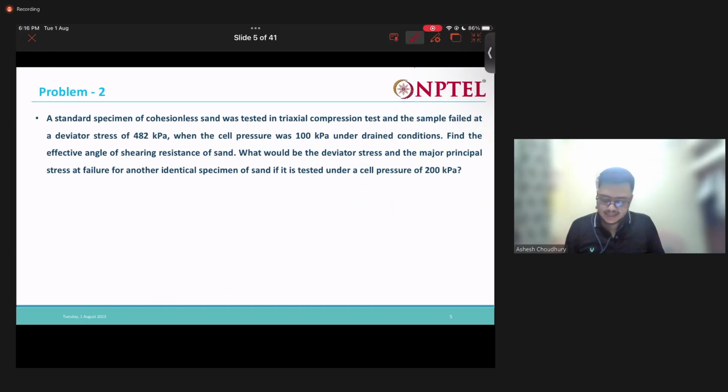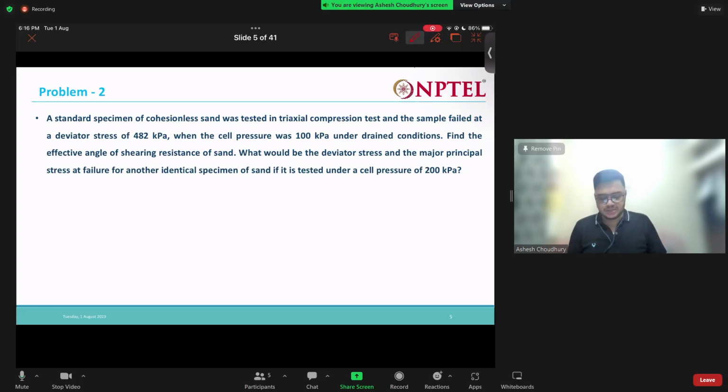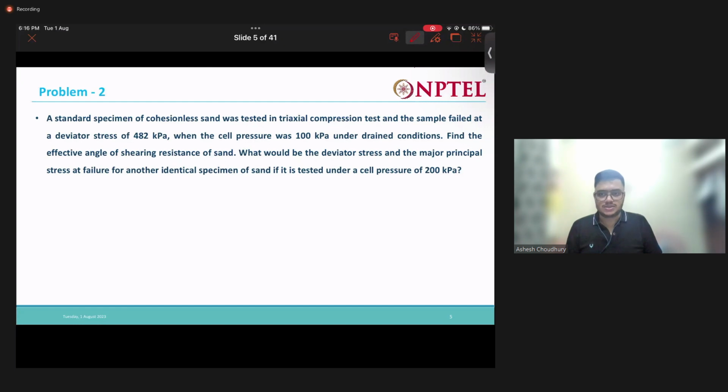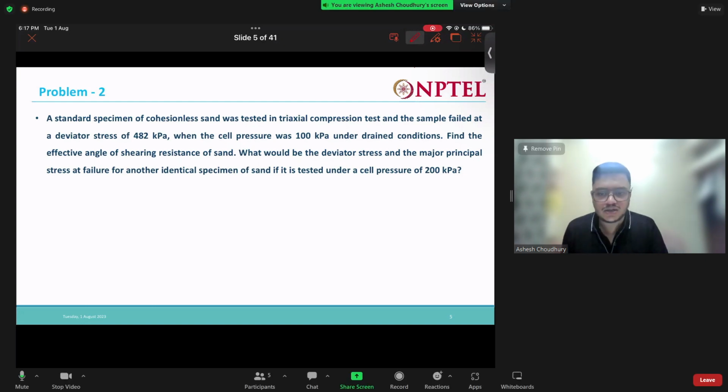Okay, next problem. A standard specimen of a cohesionless sand was tested in a triaxial compression test and the sample failed at a deviator stress of 482 kPa when the cell pressure was 100 kPa under drained conditions. Find the effective angle of shearing resistance of sand. We need to find phi. The deviator stress is given and the cell pressure is given. At failure, what would be the deviator stress and major principal stress for another identical specimen of sand if it is tested under a cell pressure of 200? These are two parts, right? So let us first solve the first part.